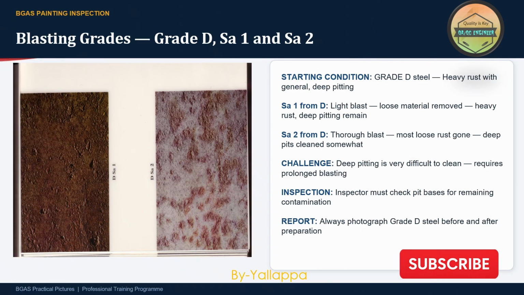This slide shows rust Grade D steel. Grade D represents the most severely corroded condition defined by ISO 8501-1. Heavy rusting is present across the entire surface and significant pitting is usually visible. In practical applications, Grade D surfaces require increased blasting time, higher abrasive consumption, and closer inspection. Remember this important examination point. Grade D equals heavy corrosion with visible pitting.